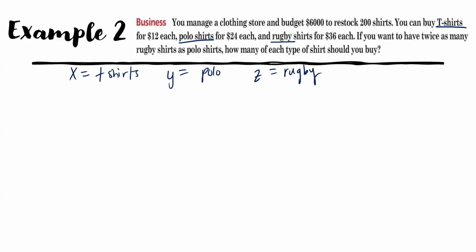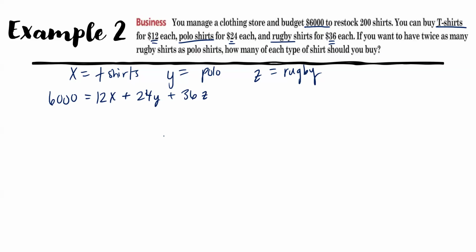Okay, so together, I know that I want to make $6,000, correct? The first part that I know is I want to make $6,000 selling these shirts. Because it's $6,000, that means I got to focus on the price of each shirt to come to that total, correct? So, t-shirts are $12. Polo shirts are $24. And rugby shirts are $36.